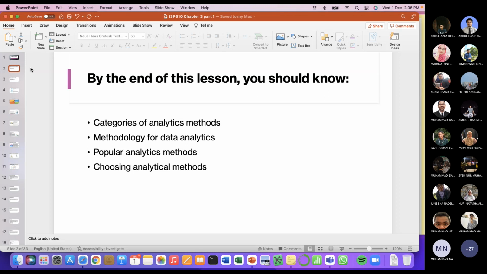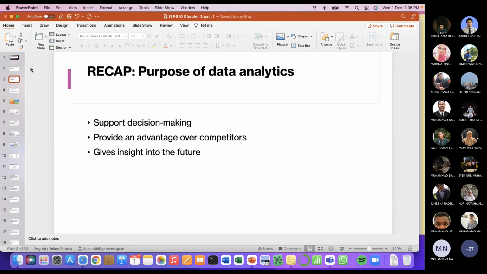I know that you have learned this in data mining and machine learning subjects, but this is only a recap. Tapi kita macam emphasize on data analytics lah. All the techniques are actually from the data mining and machine learning subjects. Just to recap the purpose of data analytics that we have learned in chapter 1.